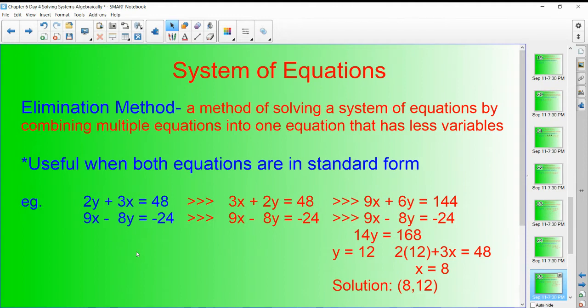So elimination, make sure that the variables line up. And sometimes we got to add, like the last example, and sometimes we got to subtract, like this example. Either or, we get down to one variable, we solve it, and we can do this.